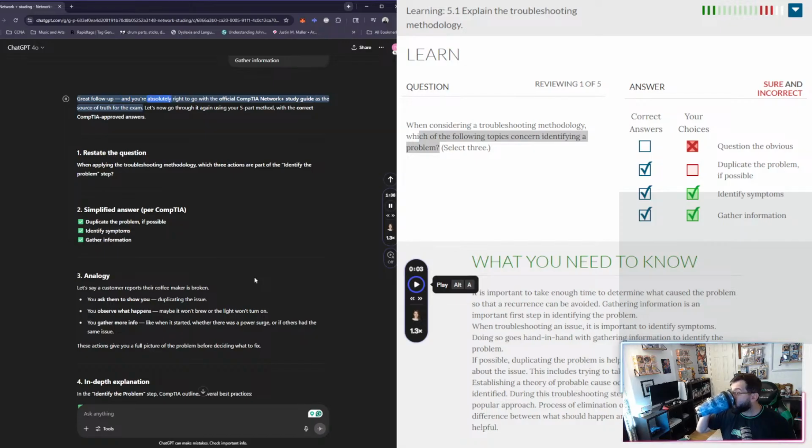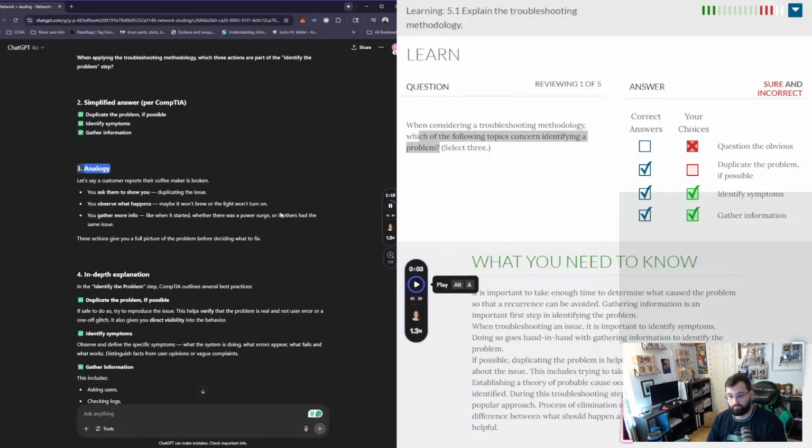Great follow-up. And you're absolutely right to go with the official CompTIA Network Plus study guide as the source of truth for the exam. Let's now go through it again using your 5-part method with the correct CompTIA approved answers. 1. Restate the question. When applying the troubleshooting methodology, which 3 actions are part of the identify the problem step? 2. Simplified answer per CompTIA. Duplicate the problem, if possible, identify symptoms, gather information. 3. Analogy. Let's say a customer reports their coffee maker is broken. You ask them to show you, duplicating the issue. You observe what happens. Maybe it won't brew or the light won't turn on. You gather more info, like when it started, whether there was a power surge, or if others had the same issue. These actions give you a full picture of the problem before deciding what to fix.